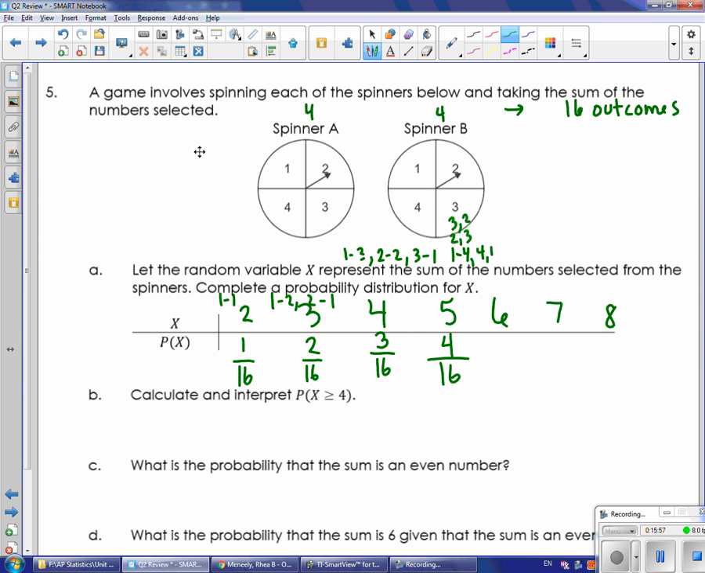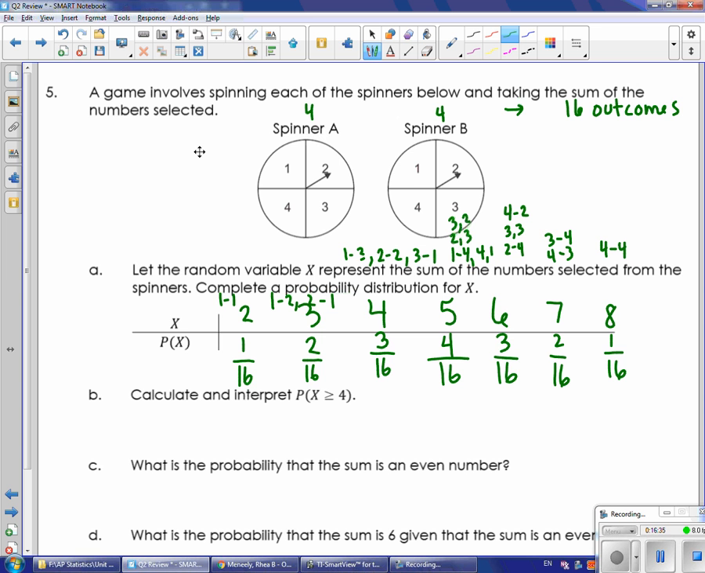With a 6, I can't do 1 and 5. That's not going to give me a 6 because there is no outcome of a 5. So I can do 2 and 4. I can do 3 and 3. Or I can do 4 and 2. So again, we have 3 ways. And you might start to see a pattern. There are only 2 ways to get a 7. Either I have a 3 and a 4 or a 4 and a 3. And with an 8, there's only 1 way that can happen. That would be a 4 and a 4. So that's how I would construct the probability distribution for this scenario.